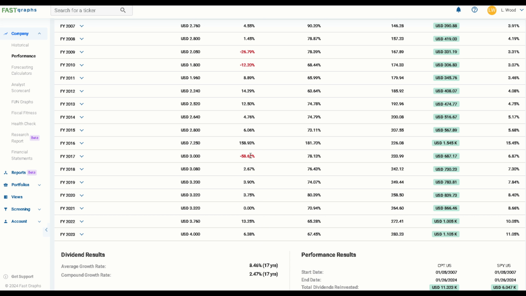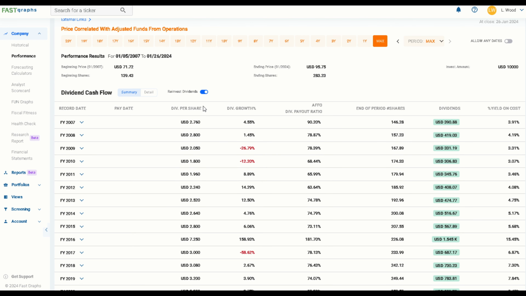There's been a decrease here, so that's a bit of an anomalous event. But if we look down these dividend payments, 2.64, 2.8, 3, 3.08, 3.2, it's been increasing other than the special dividend payment there. I'm not familiar with what was going on there, but that looks like very much a one-off dividend payment that I'll just ignore from these calculations.